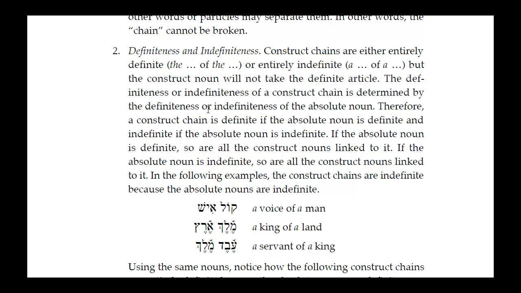Therefore, a construct chain is definite if the absolute noun is definite, and indefinite if the absolute noun is indefinite. Now, if the absolute noun is definite, so are all the construct nouns linked to it. If the absolute noun is indefinite, same thing. All the construct nouns linked to it are indefinite.